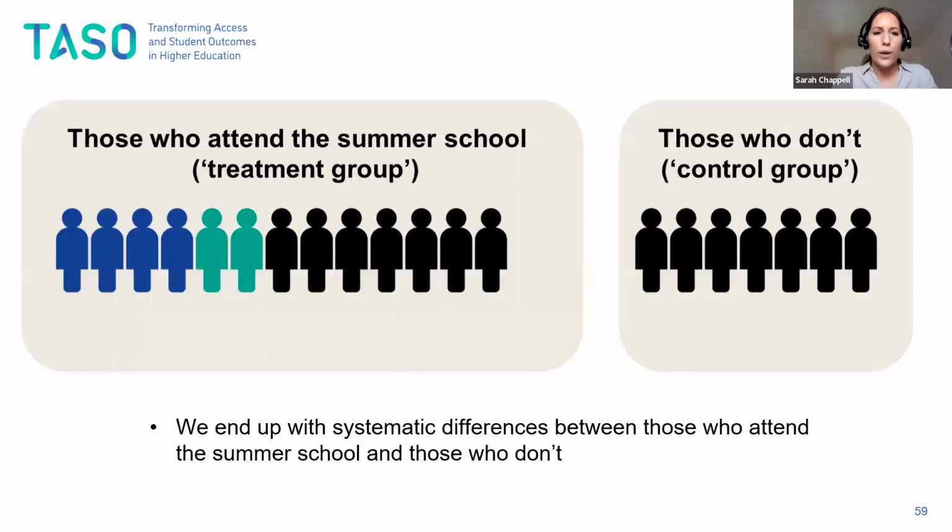But the problem with this is that we end up with 2 groups who look very different from each other. And as Rain was alluding to earlier, we need to make sure that we've got balanced groups. So if we were doing it the usual way, we might find that those who attend the summer school have particular characteristics, whereas those who don't, our control group, those who haven't been allocated a place, don't have particular characteristics. So this is why we've needed to change the methods for this project to ensure that what we're doing creates balanced groups, which is where our randomization comes in.